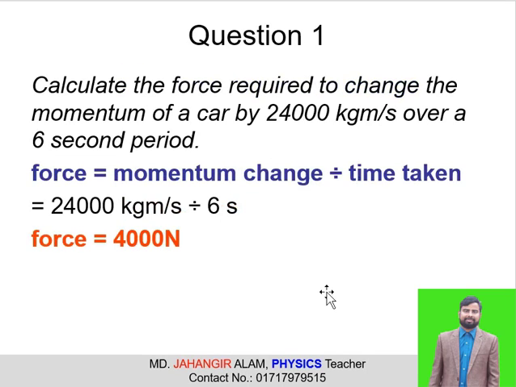Now, a new type of mathematical problem. Question number one. Calculate the force required to change the momentum of a car by 24,000 kg m/s over 6 seconds. So here the change in momentum is 24,000, and the time required for this change is 6 seconds. We know force equals momentum change divided by time taken. So 24,000 divided by 6. So force equals 4,000 Newton.